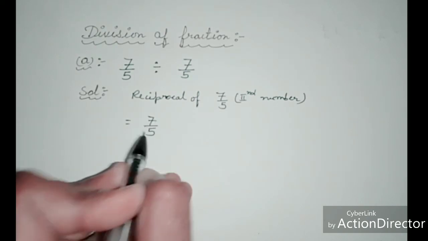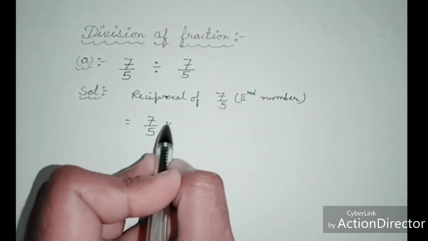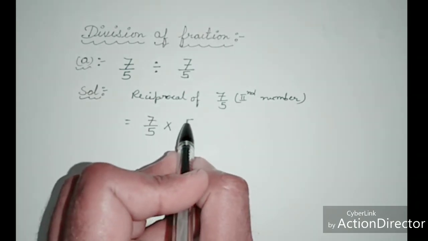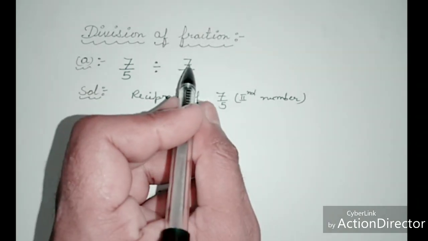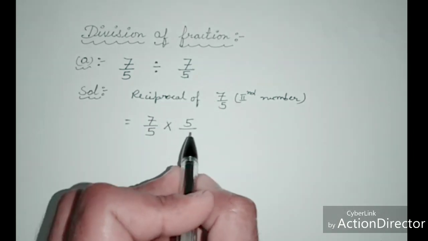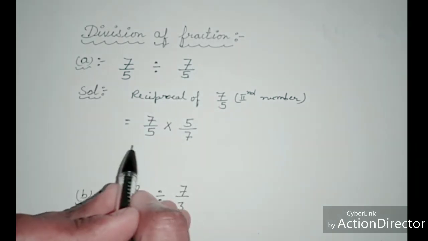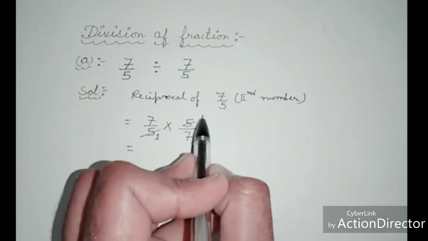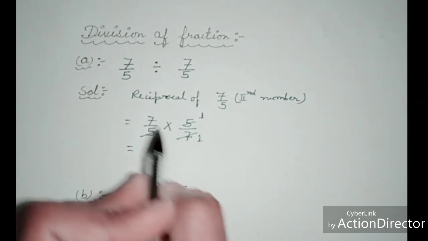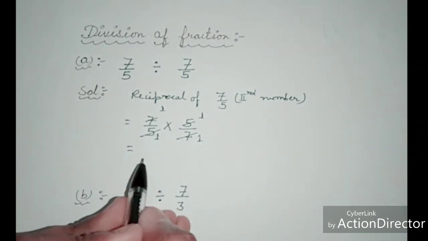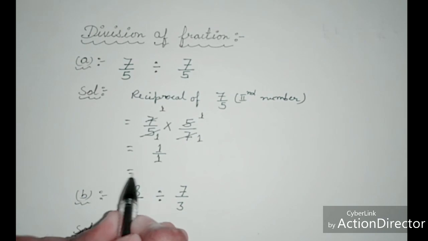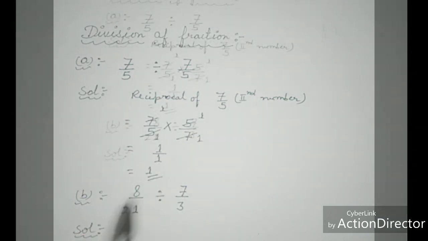7 upon 5, this divide symbol changes into multiplication, and 5 is the denominator here, it changes into the numerator, and this 7 is the numerator here, it changes into the denominator. So 5 ones are 5, 7 ones are 7, 1 ones are 1 and 1 ones are 1. We also write it as 1.